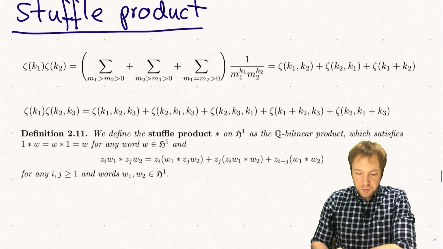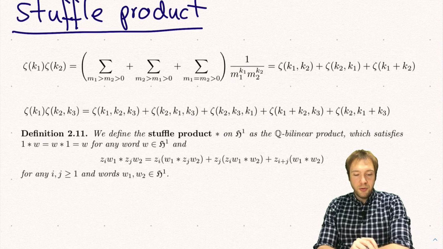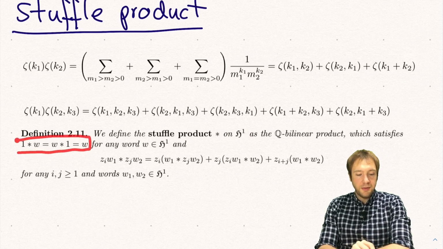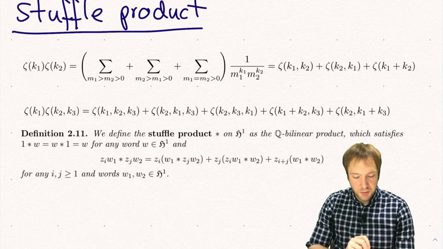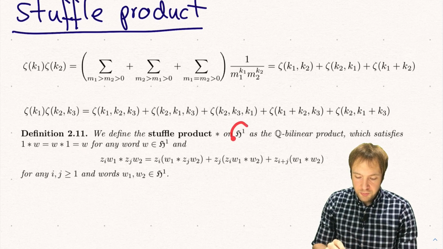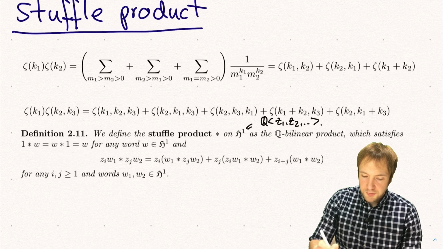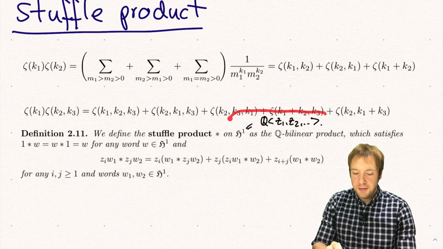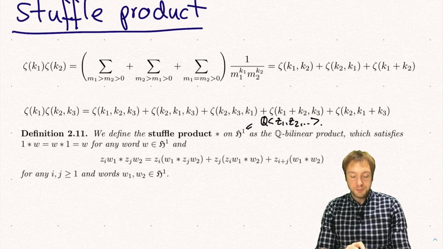So the stuffle product, which will be denoted by this star on H1, is again defined recursively by saying that taking the stuffle product with an empty word is just the word. And then recall H1 was spanned by these, so this can be seen as a space of words in these z1s, z2s, and so on.